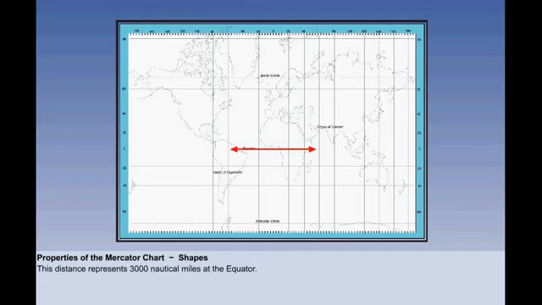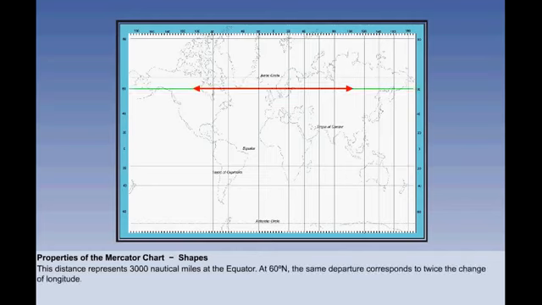This distance represents 3,000 nautical miles at the equator. At 60 miles to a degree, that is 50 degrees of change of longitude at the equator. But at 60 north, 3,000 miles of departure is now equivalent to 100 degrees of change of longitude. The distance on the Earth is the same, but it is twice as wide on the map, which is why the continent shape seems wider compared with the globe.